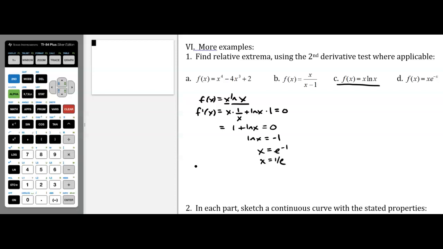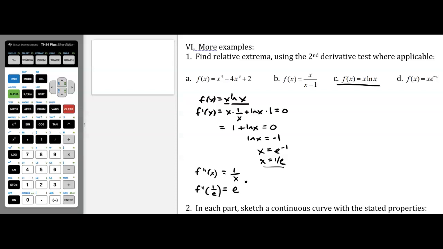Okay, so now we're going to take our second derivative. Now our second derivative is actually kind of easy here because our first derivative was 1 plus ln of x. So our second derivative is just 1 over x. And step 3 in this process is to take the places where the first derivative was equal to 0 and to substitute that into the second derivative. And so we're going to do f double prime of 1 over e. And in the process, we end up getting 1 over our input. So 1 over 1 over e is just going to be e.